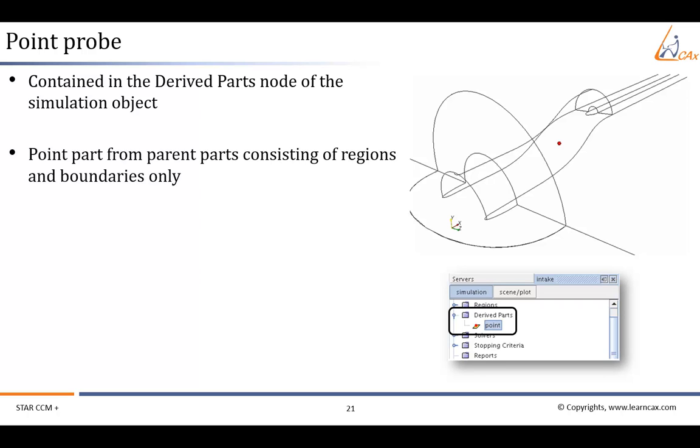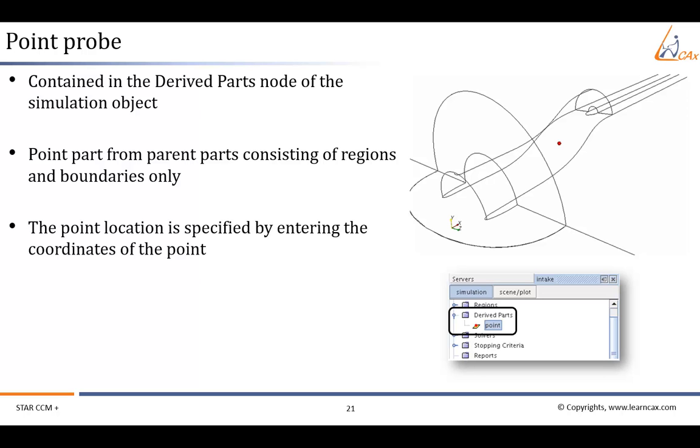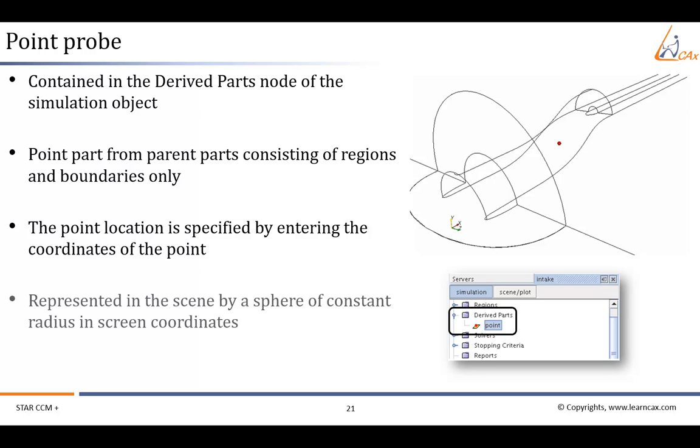*CCM Plus allows the creation of a point part from parent parts consisting of regions and boundaries only. The point location is specified by entering the coordinates of the point. A point tool is available to assist with positioning the point graphically. The point is represented in the scene by a sphere of constant radius in screen coordinates.